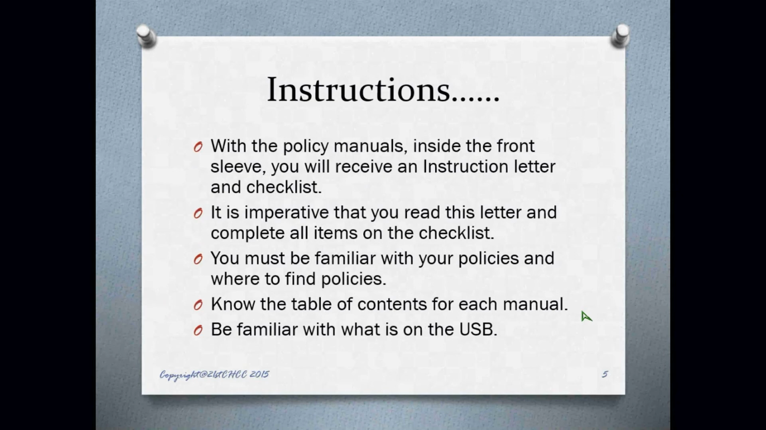So one of the things that you'll need to do when you get your policy manuals is locate the instruction letter and the check sheet. We provide that in the front sleeve of your administrative policies. Also, your USB will be in there as well. So it's imperative that you read this welcome letter and that you complete all the items on the checklist. If you're not sure about how to complete a specific item on that checklist, you can either give us a call in the clinical department, or you can hold on to that and mark it, and then we'll look at it together when we do your site visit. The one thing that you most definitely need to know is you need to be familiar with your policies and where to find policies.